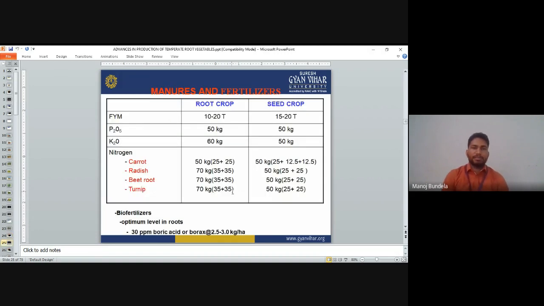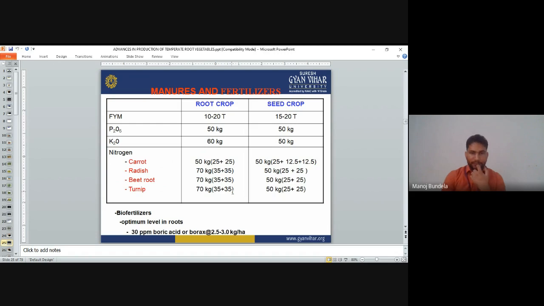Manure and fertilizers. FYM is 10 to 20 tons for root crops and 15 to 20 tons for seed crops. For seed crops we normally use more. P2O5: 50 kg for root crops and 50 kg for seed crops. Potassium: 60 kg for root crops and 50 kg for seed crops.